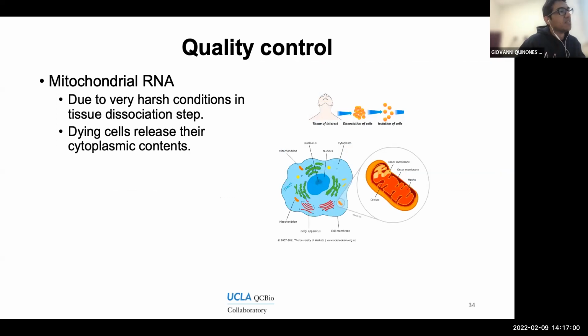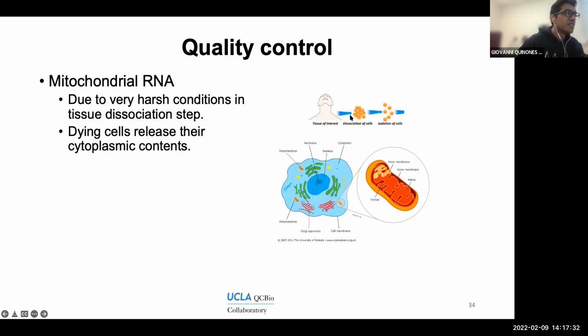Another aspect of quality control is that you want to check for mitochondrial RNA. If you remember, mitochondria is an organelle that is found within the cell, and the mitochondria has its own genome, and it has its own RNAs too.